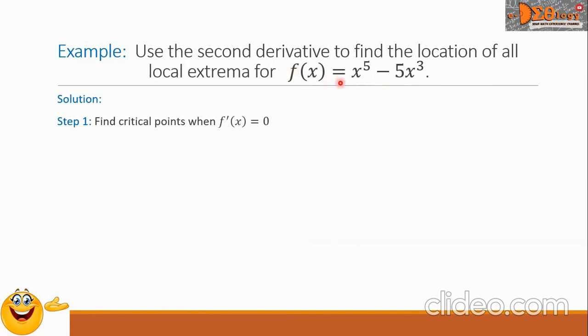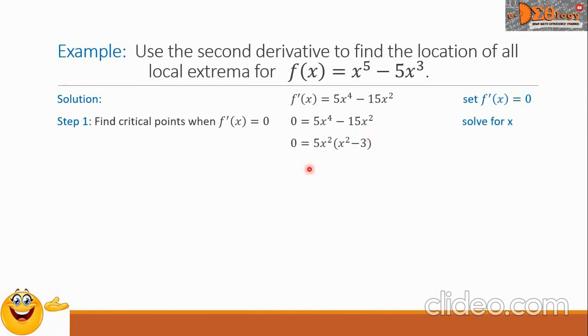This is our function here, so the first derivative will be 5x raised to 4 minus 15x squared. Let us set the first derivative equal to 0. So the left-hand side will be 0 equals 5x raised to 4 minus 15x squared. Now let us solve for x. Let us factor out the greatest common factor of each of the terms. So we have 0 equals 5x squared times the quantity x squared minus 3.